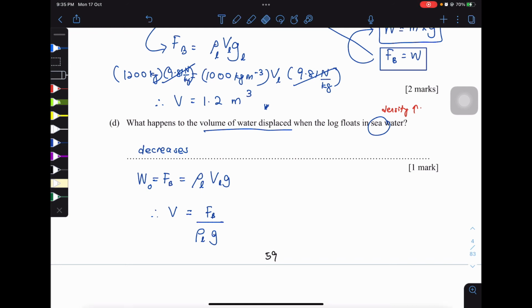The density of seawater is higher. So what happens to the volume then? It is inversely proportional. So when it is inversely proportional, the volume decreases. Hence the answer.